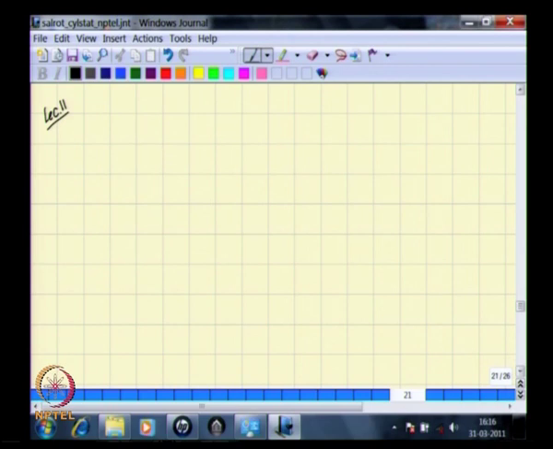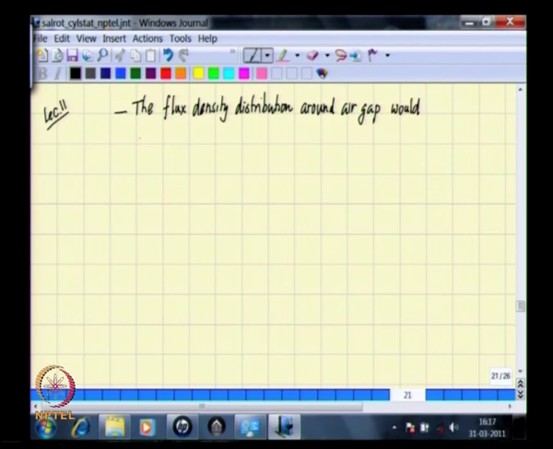The difficulties we encounter for this are: one is that the flux density waveform, the flux density distribution around the air gap, would not have a constant wave shape.